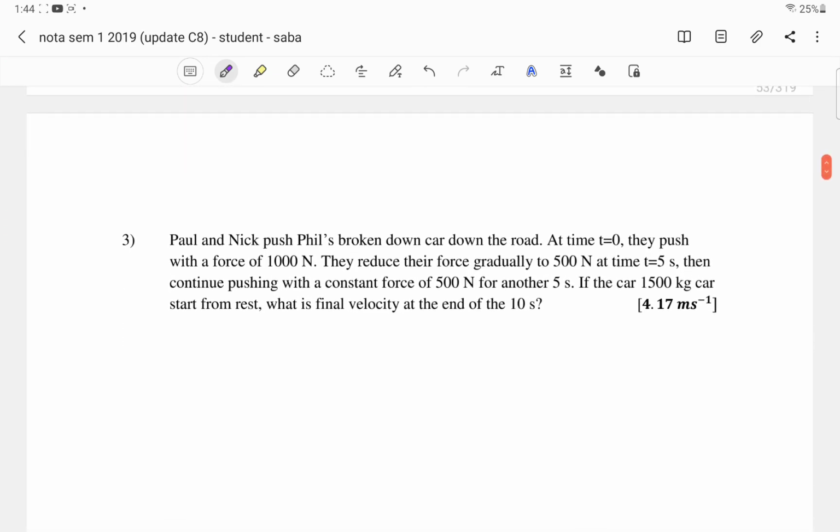Right, so next. A fall and knee push pills broken down card the road. They push with force. Then they reduce their force gradually to 5 Newton at time t equals 5 second. Okay, so we draw it. It is easy to draw.